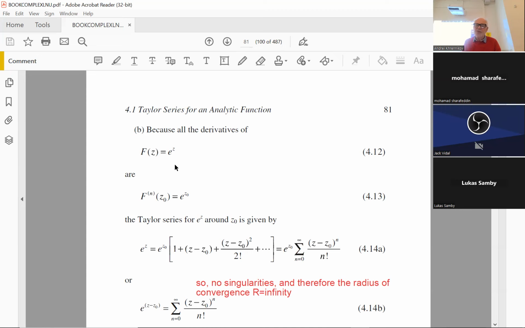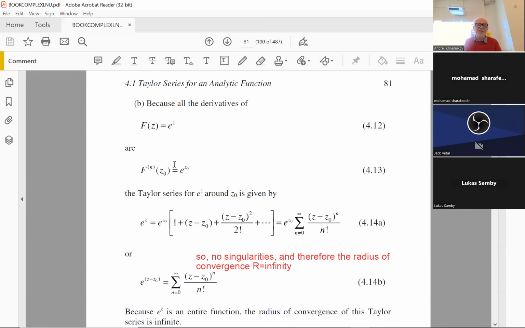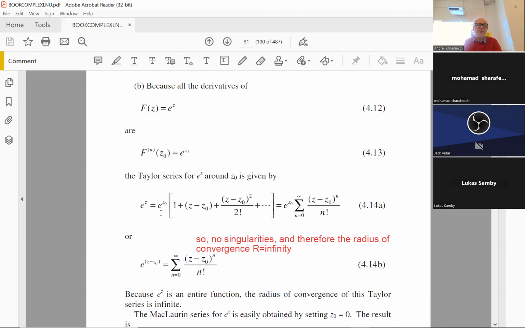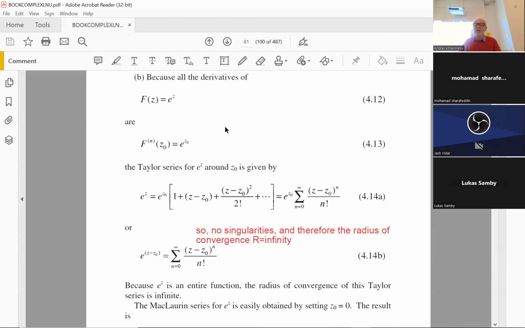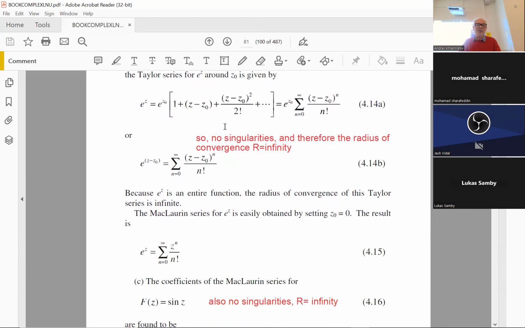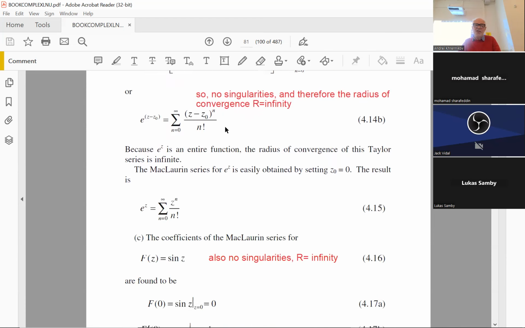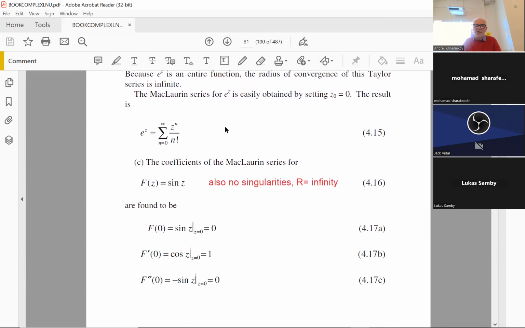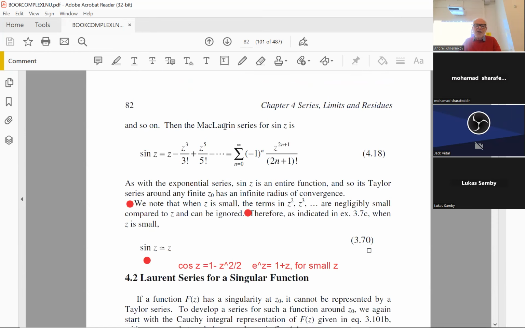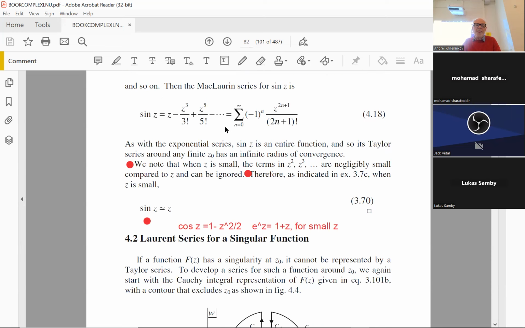Exponent. It's more or less evident at the point Z0. We can write it in this way because we know its derivatives. There is no singularity, so this function has no singularity, so the series converges on the whole plane. This is the so-called entire analytic function. Sinus, the same story. Cosinus is the same story.